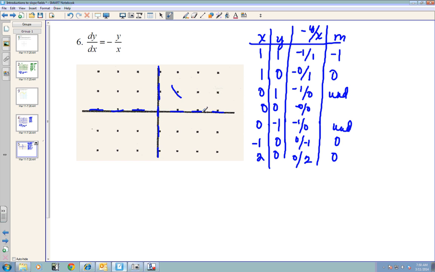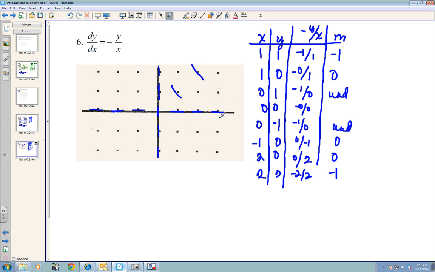Okay, but when I get here, like to the point 2, 2, that's negative 2 over 2. That's negative 1. So I have a slope of negative 1. So this was the point 1, 1. Oh, so at the point 2, 2, I have a slope of negative 1.